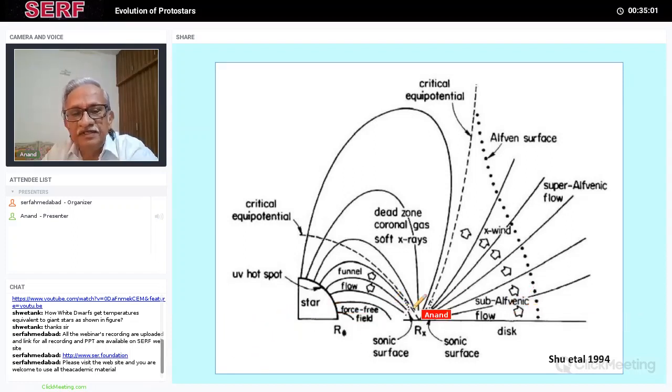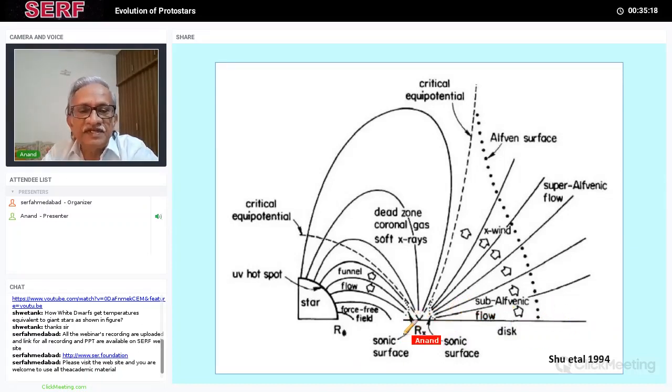So this is the line here. You can imagine the other half as a mirror image here. Okay. So these magnetic field lines are going like that, like that, like that. Now there is an accretion disk here because it's a protostar. So this is the accretion disk.